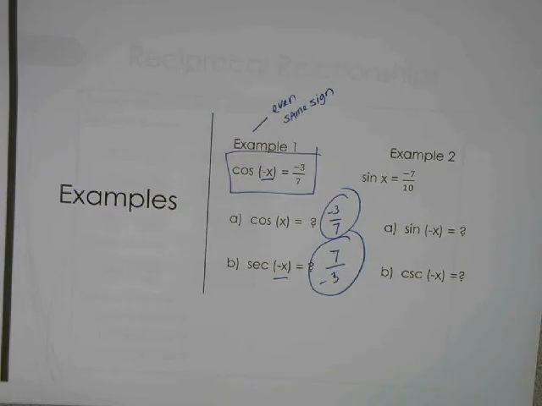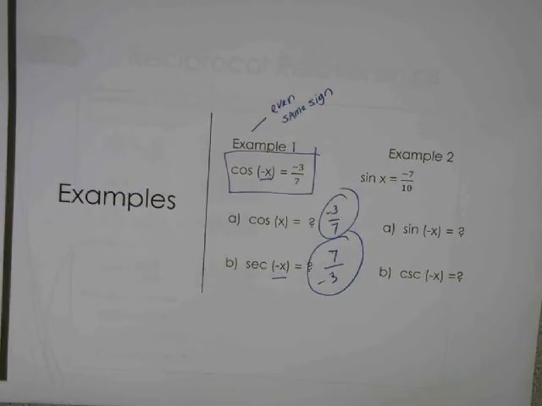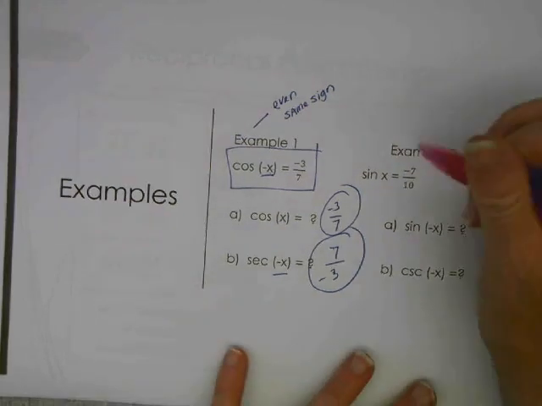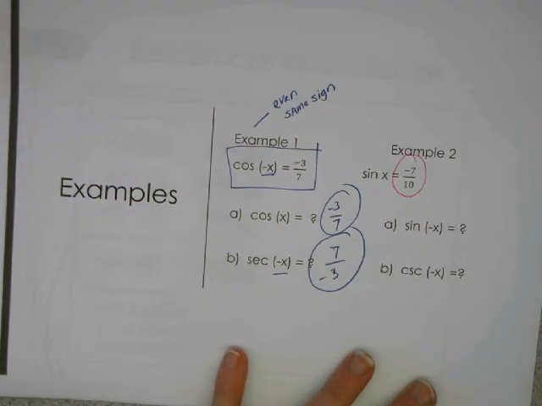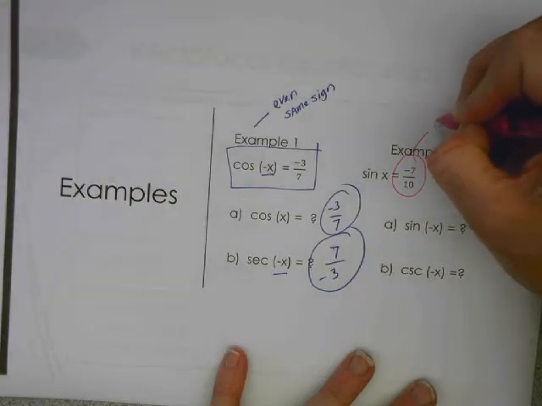Don't overthink it. You're just thinking, is the reciprocal going to be a reciprocal, and you're also thinking, is it going to change the sign or is it going to be the same sign? Cosine's the only one that stays the same. If you look at this example, that's negative 7 over 10.